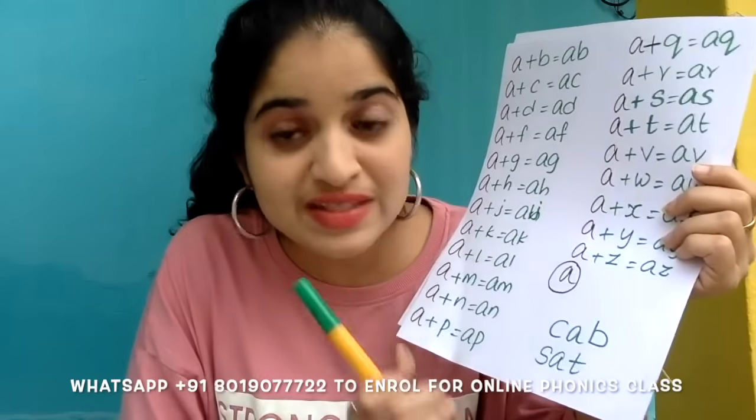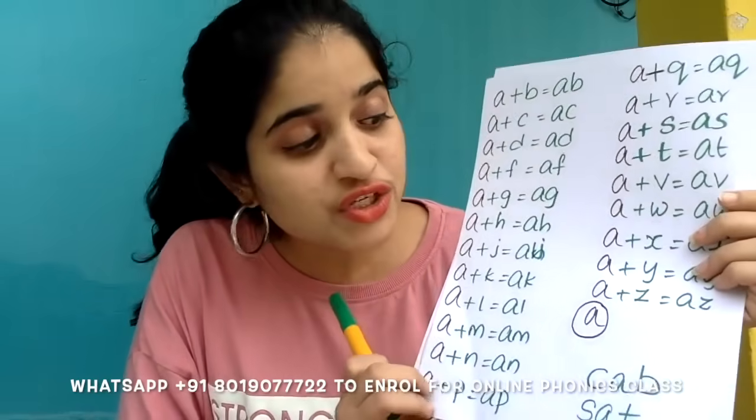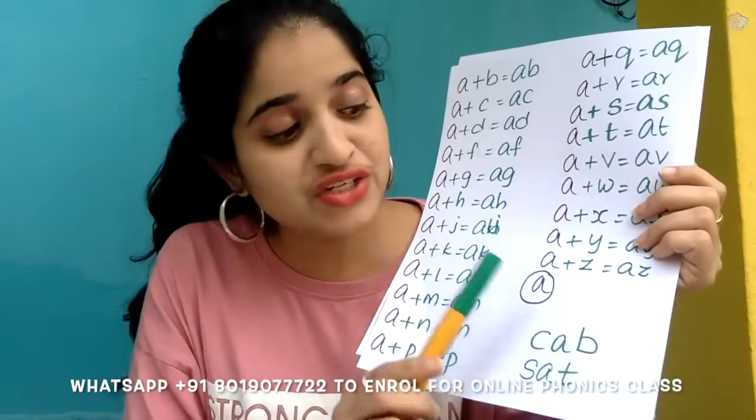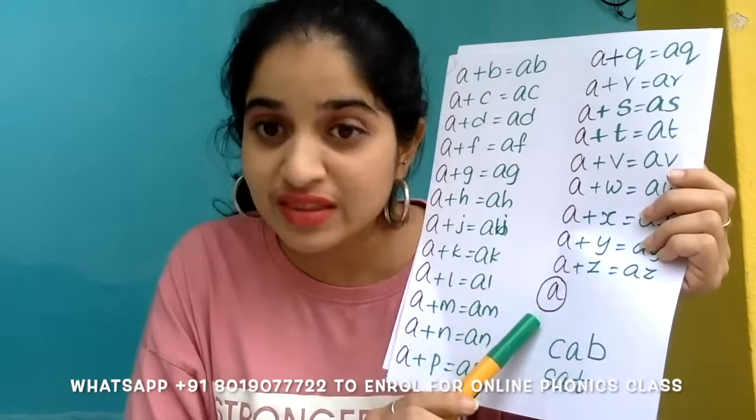Okay, so I hope this class is really helpful for you. Make sure the child is able to blend the vowel consonant with letter A first. In my next class, I'll come up with the letter E.